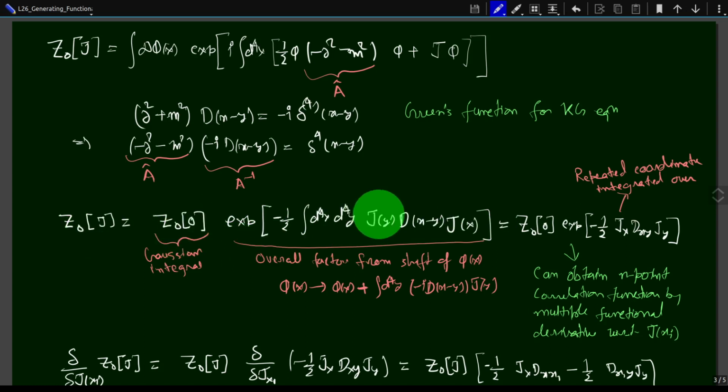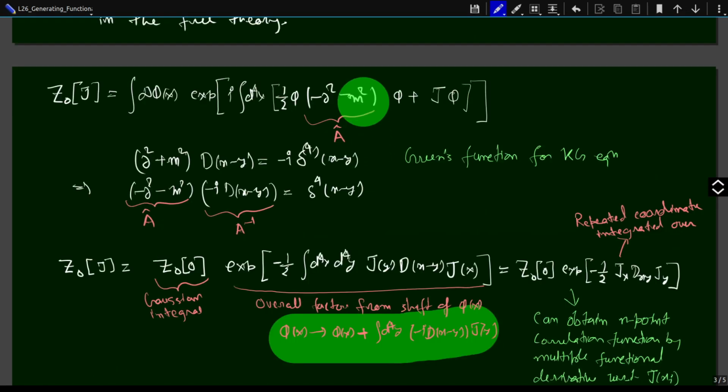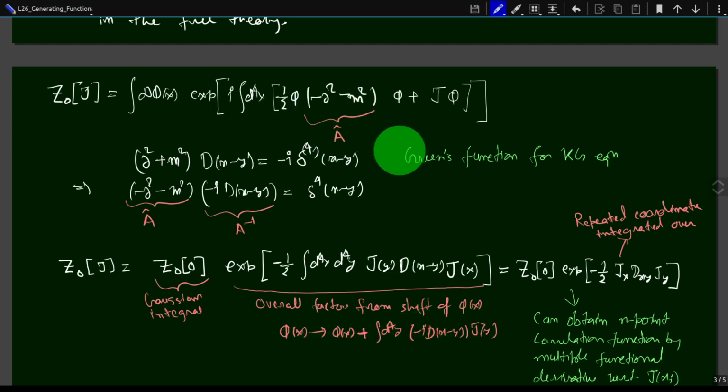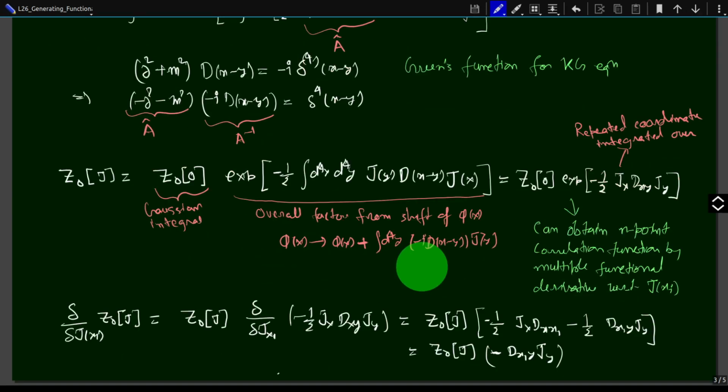So for non-zero J, this is the expression. Z0[0] is my pure Gaussian integral without the shift and all those things, and this is the overall factor from the shift of phi. This is a shift in phi that we have to perform in this line over here to complete the square, and these are extra pieces that will hang around.